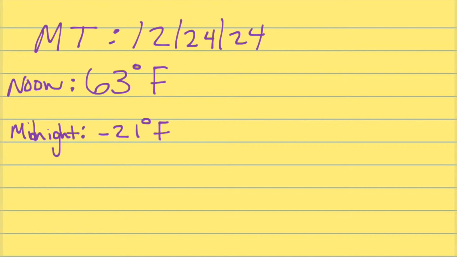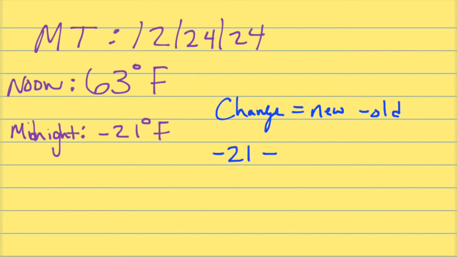Now, we're going to look at this analytically as a math problem, and then we're going to look at it a little more logically and see what we come up with. So first of all, we want to find the change between the two. When we're looking at change, we take the new minus the old. The new, in this case, is the later temperature, which is midnight. So we have negative 21, and the old is the earlier temperature, which is noon, minus 63.